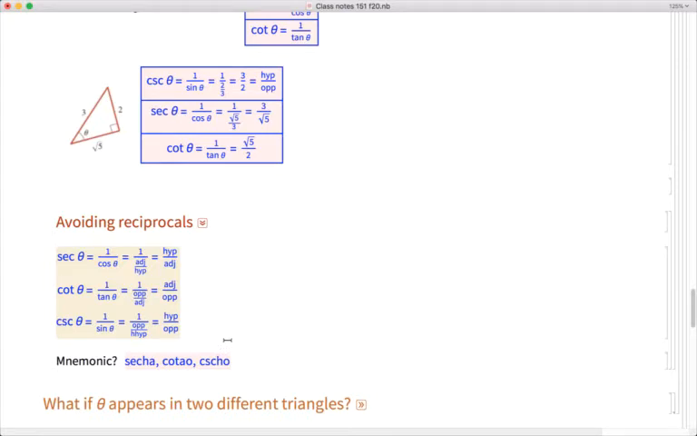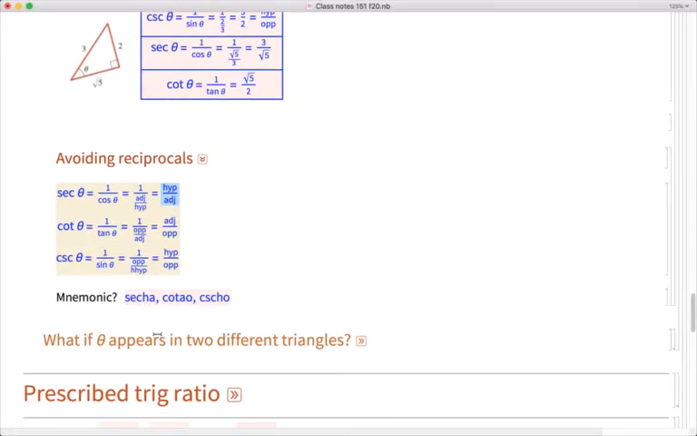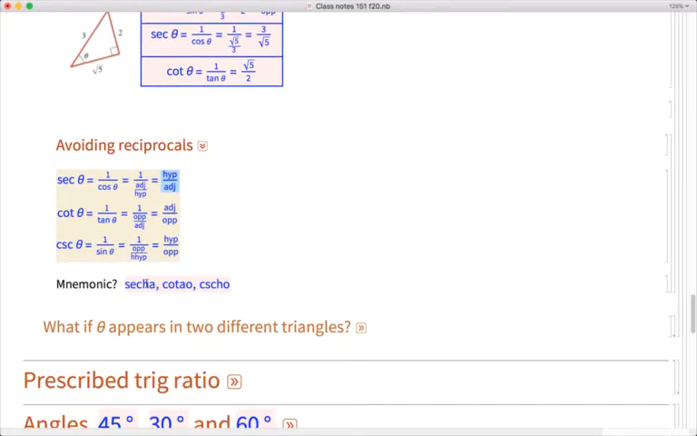The cotangent. The problem with these ratios is, well, I can't think of any good mnemonic to try to explain these ratios. Doesn't mean you can't just memorize them flat out, though. Secant is hypotenuse over adjacent.